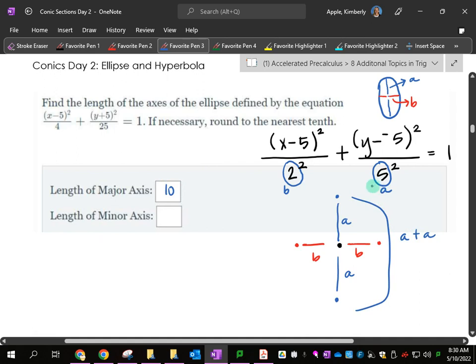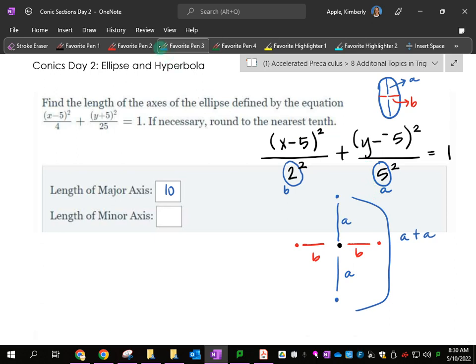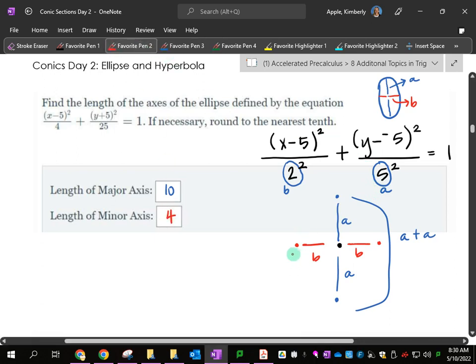And so then what would the length of my minor axis be? Here we go, it'll be 4. Because that's just B plus B. And the length of the major is A plus A, because you can see on your diagram from center to vertex is A, so we just double it to get the full length of the axis. And this is length of the axes, both minor and major. This one's actually pretty easy. I like the length of the axis ones.